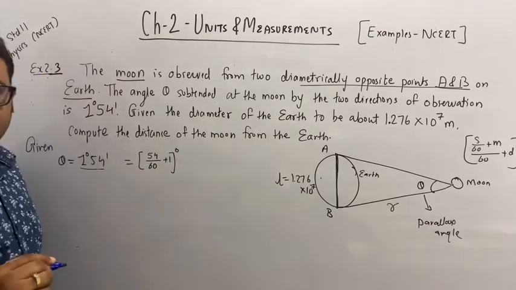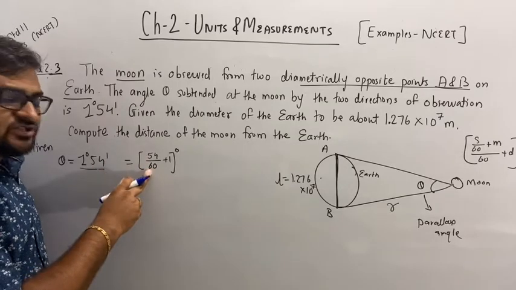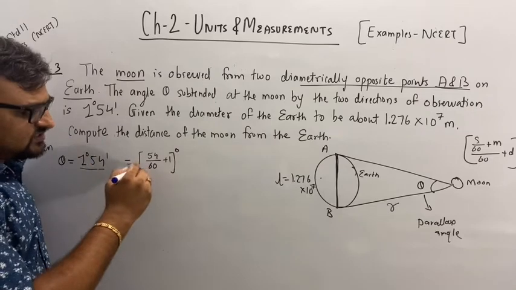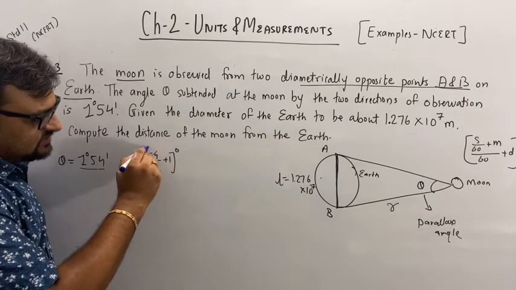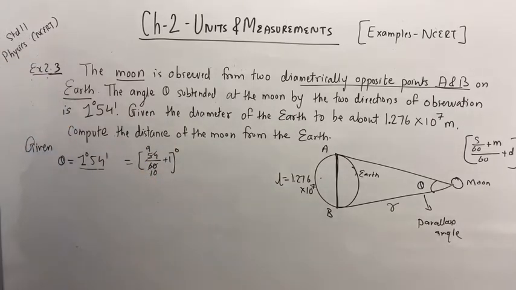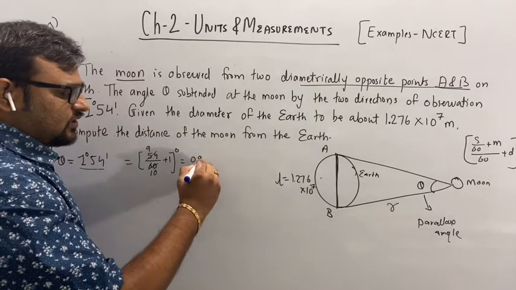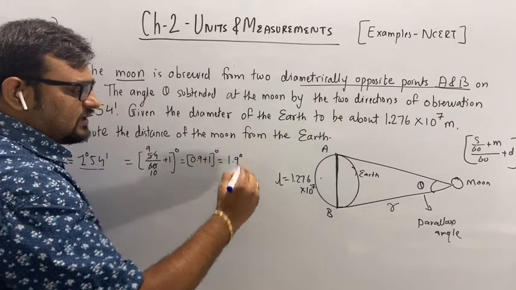Clear? This is our shortcut. Minute divided by 60, so this will be converted into degree. So degree plus 1 degree. 54 by 60, I can write it down as 9 by 10, since 6 tens are 60. So it's 9 by 10 plus 1, which is 0.9 plus 1. So it is 1.9 degree.